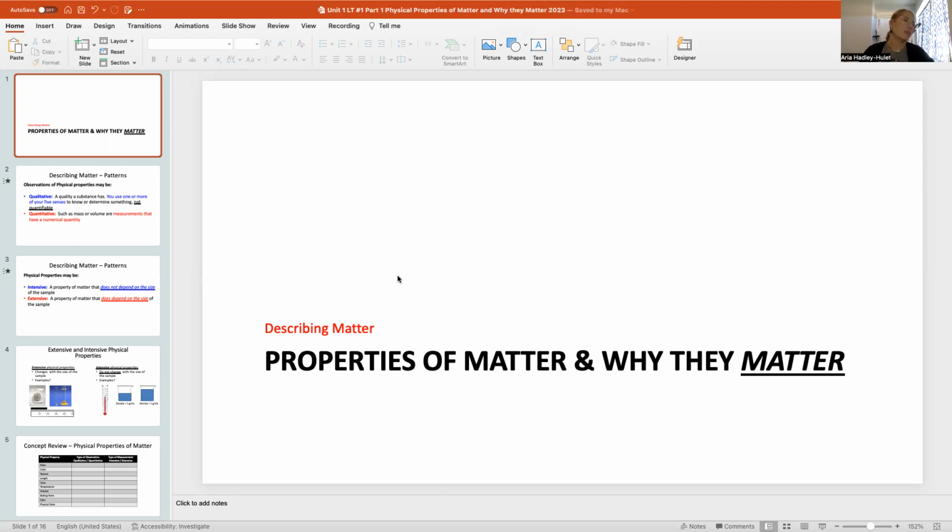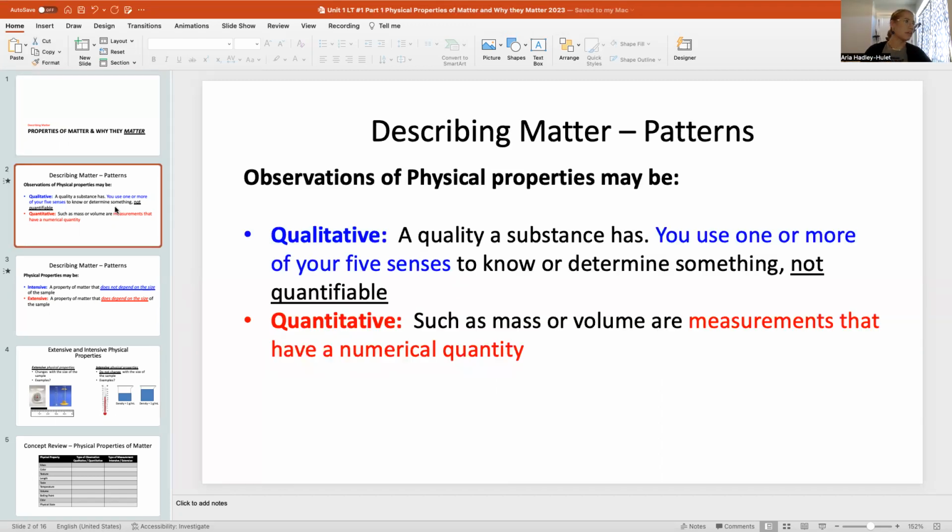So the first thing that I want to discuss is some properties of matter. And so we can look at matter qualitatively or quantitatively. So qualitative, think of your senses: smell, touch, taste, hearing, right? But what about observations that we can make that have numbers attached to them? Because once we put a number on that, then it becomes quantitative.